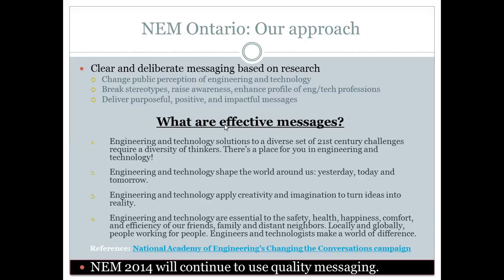So hopefully you recognize these messages and you've been using them, working them into your storytelling, into the script you use when speaking to the general public, to kids certainly, or potentially just to people at a family reunion, to talk about the diverse set of challenges that we're facing and how we need a diversity of thinkers, and there's a place for you in engineering and technology. That inclusive message is really important. Shaping the world around us.